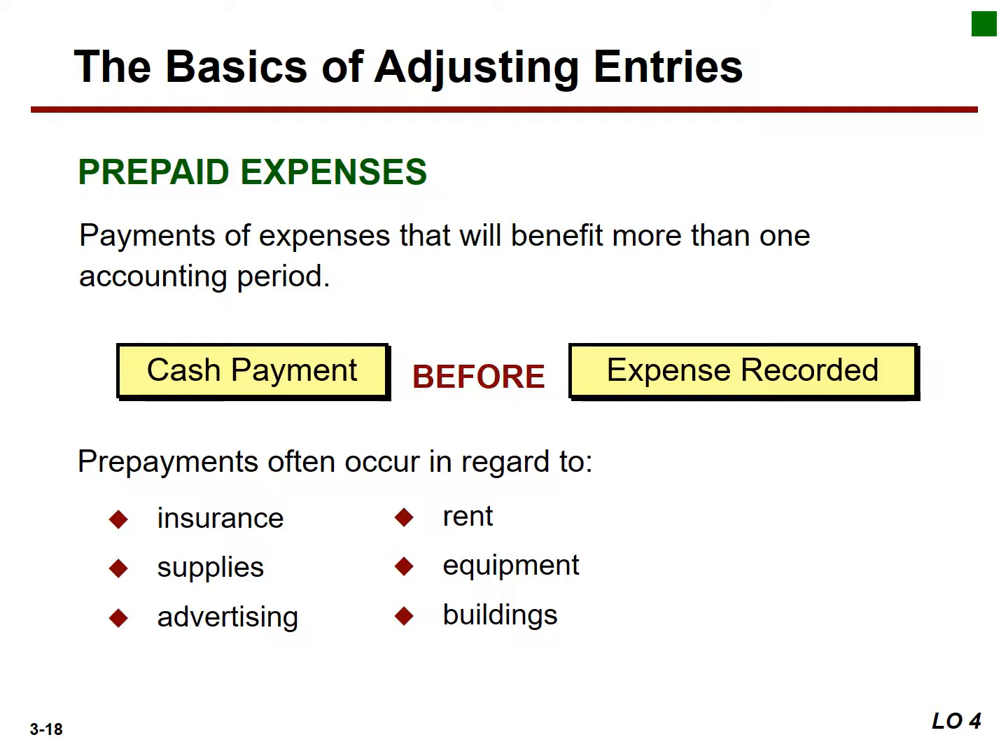Let's first look at our prepaid expenses. These are expenses that are paid in advance, and these expenses are going to benefit more than one accounting period. Some examples of prepaid expenses include prepaid insurance, prepaid supplies, prepaid advertising, and prepaid rent. Our purchase of equipment or buildings, these are called fixed assets, or sometimes plant assets. These are things that we buy that are going to last us for a good number of years. We're going to talk more specifically about our fixed assets when we get to Chapter 9.